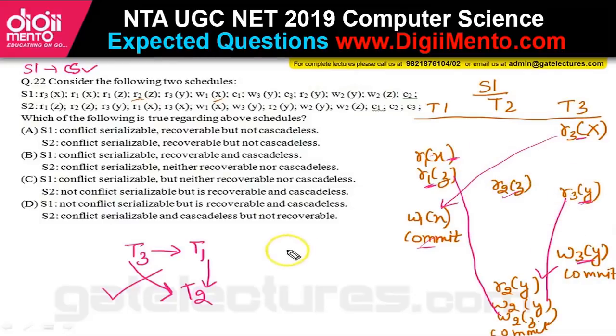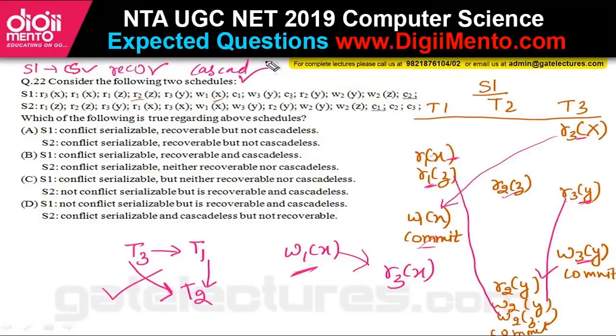What is the cascading problem? If I am performing, let's say, a write operation on X, and after some time, let's say W3 is also performing, then at that time I have this problem. Or you can also say I am performing a read operation on X, and it is uncommitted, so this problem is known as the cascading problem. So do not read from an uncommitted transaction. So S1 is conflict serializable, it is recoverable, and it is cascadeless. Okay, it is following all three properties.